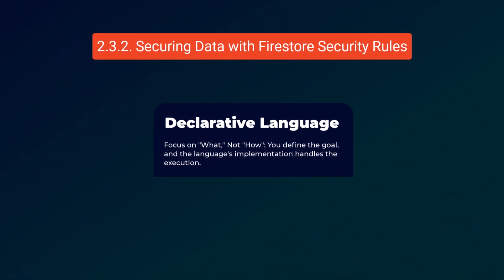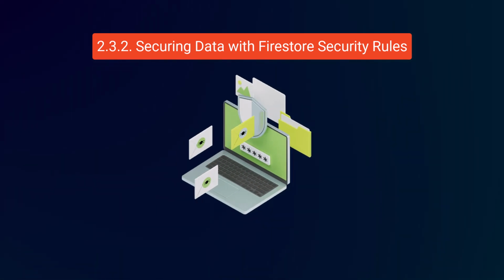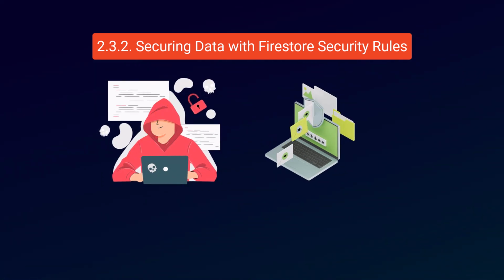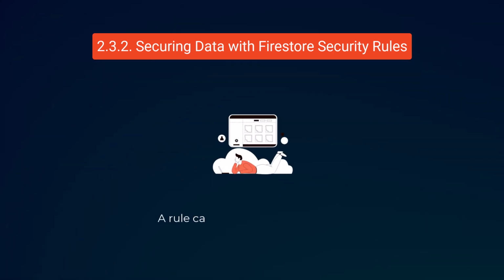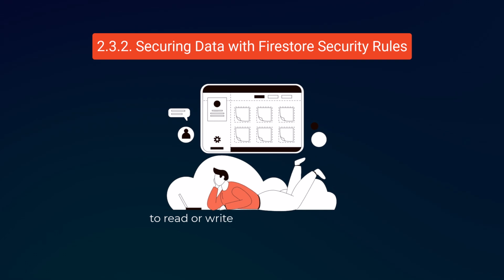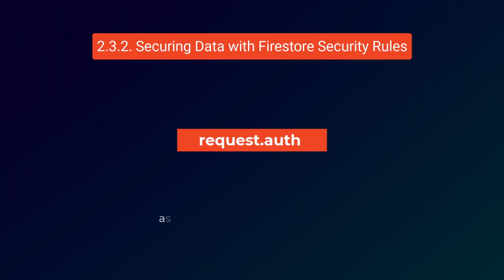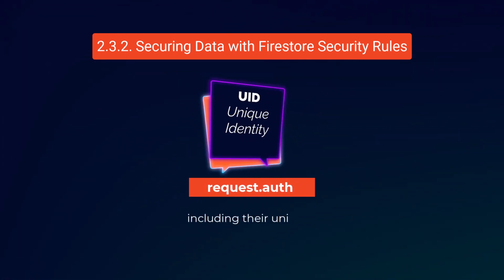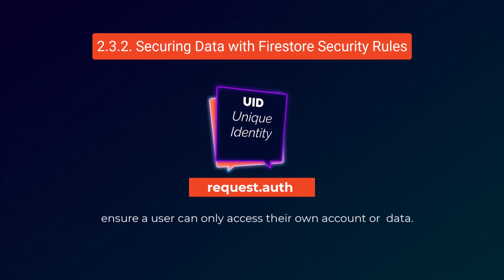Securing data with Firestore Security Rules. Firestore Security Rules are a declarative language that allows you to define who can access what data. They are a critical security layer. By default, no one can read or write to your database. You write rules that explicitly grant permissions. For example, a rule can be written to allow a user to write to a specific document. The request.auth object is key here, as it contains information about the currently authenticated user, including their unique ID or UID. This allows you to build rules that ensure a user can only access their own account.